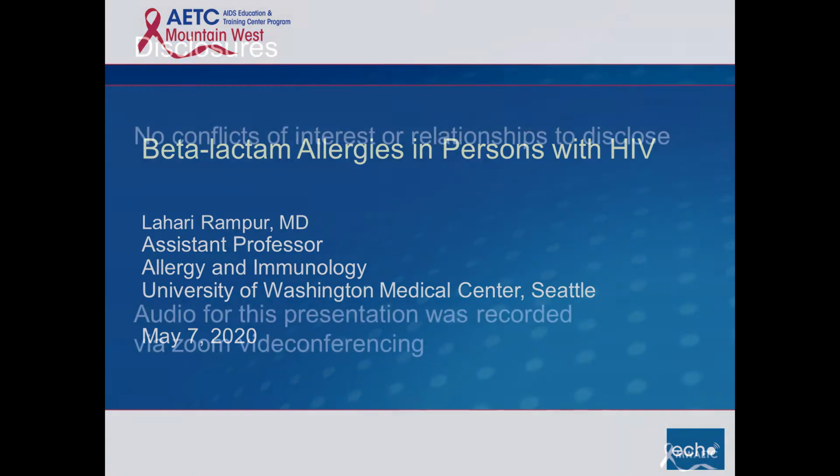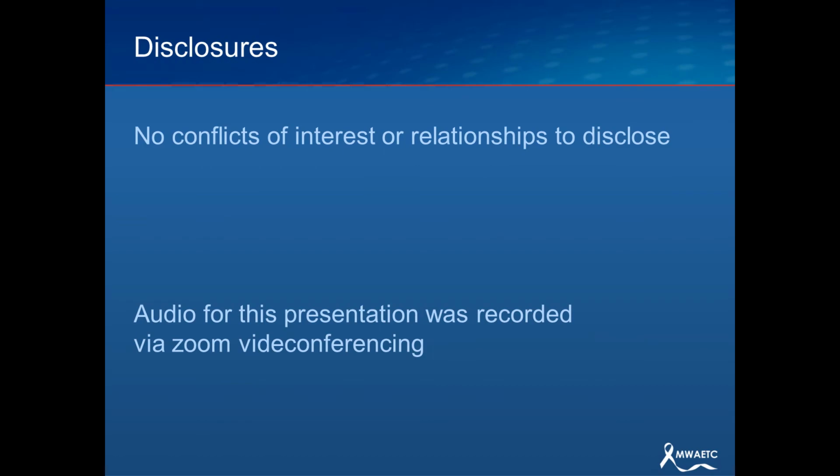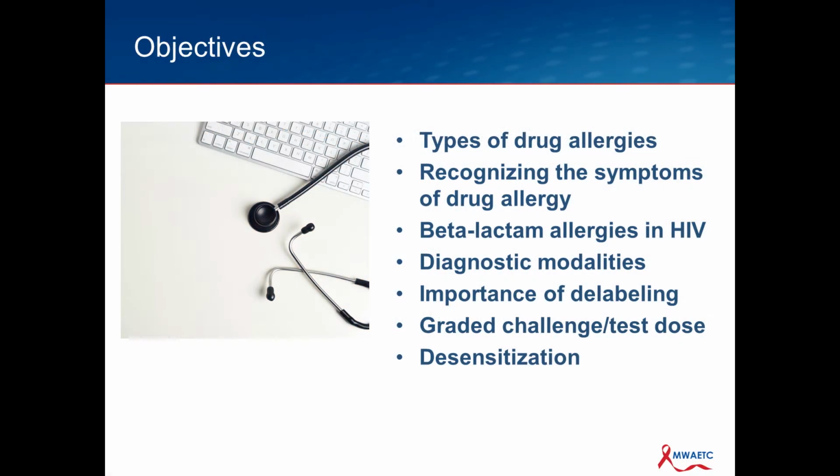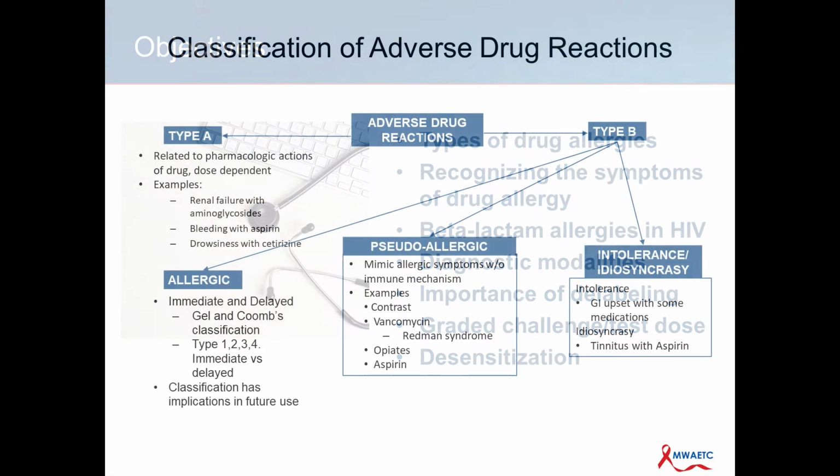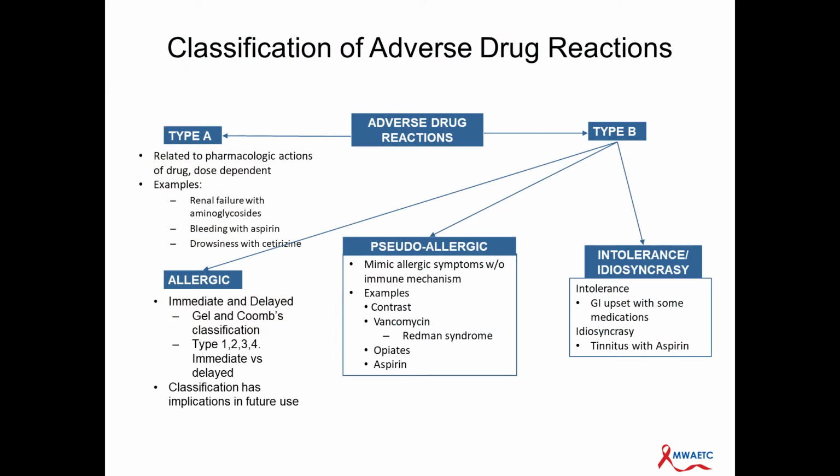Beta-lactam allergies in HIV patients. Drugs and hypersensitivity reactions are more common in general in HIV patients overall. In allergic reactions, they're mainly immediate or delayed reactions. Based on the Gell and Coombs classification, they are type 1 to type 4. Type 1 reactions that we commonly come across are IgE-mediated hives, angioedema, or anaphylactic type reactions. And type 4 reactions are delayed T-cell mediated reactions. They could be mild or severe.